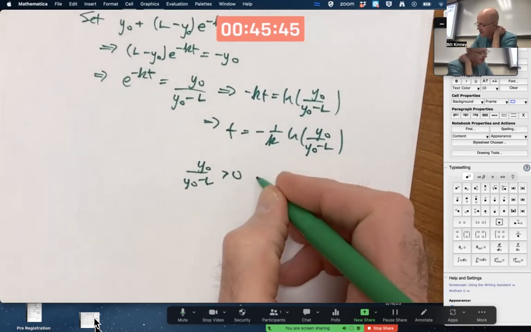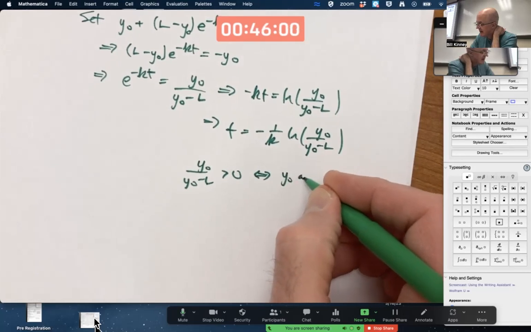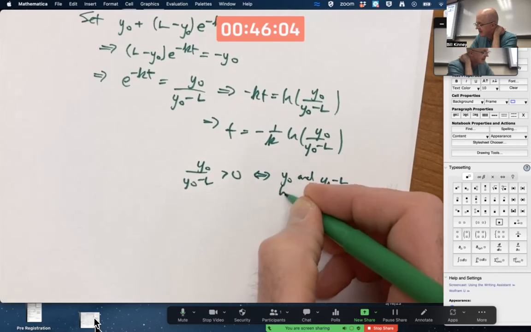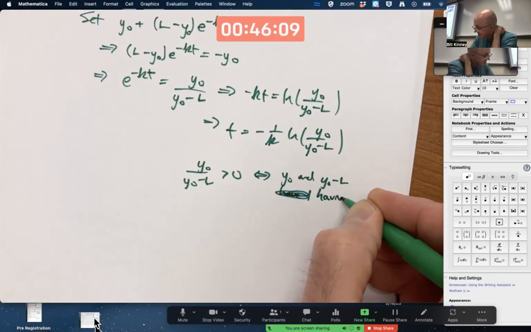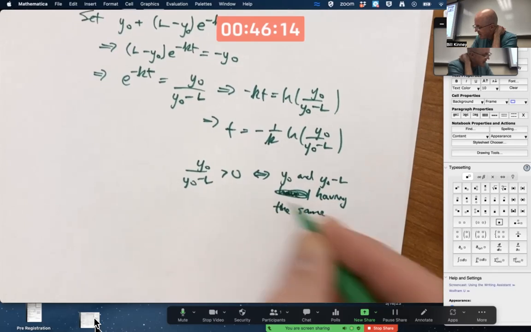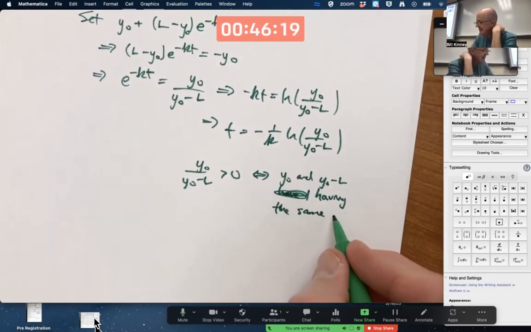What's that condition equivalent to? That's equivalent to y0 and y0 minus L having the same sign. So I'm solving this by writing words here. I don't really want to multiply both sides by y0 minus L because that could switch the direction of the inequality depending on the sign of that thing.